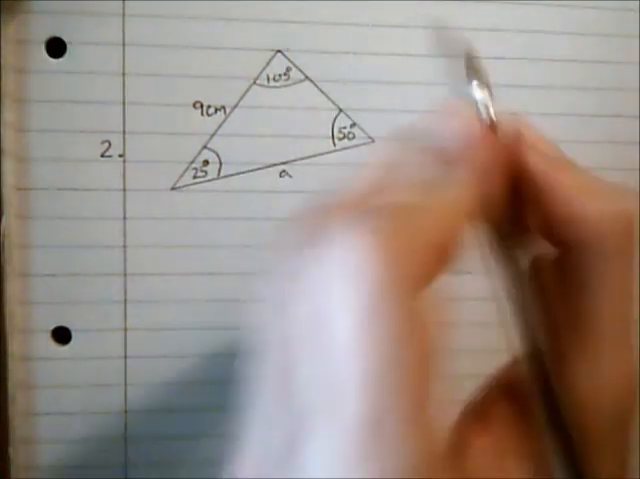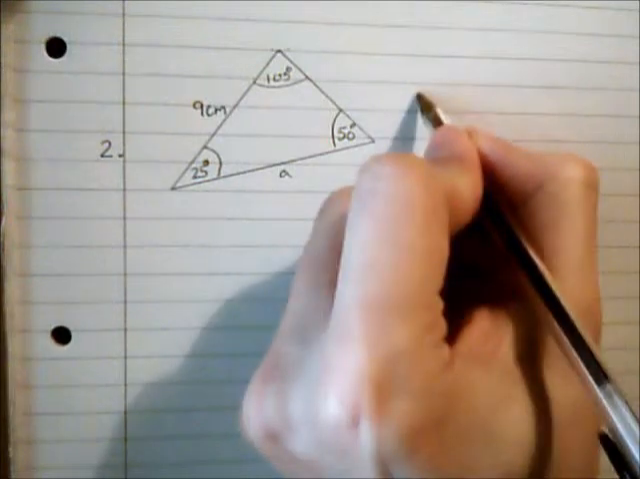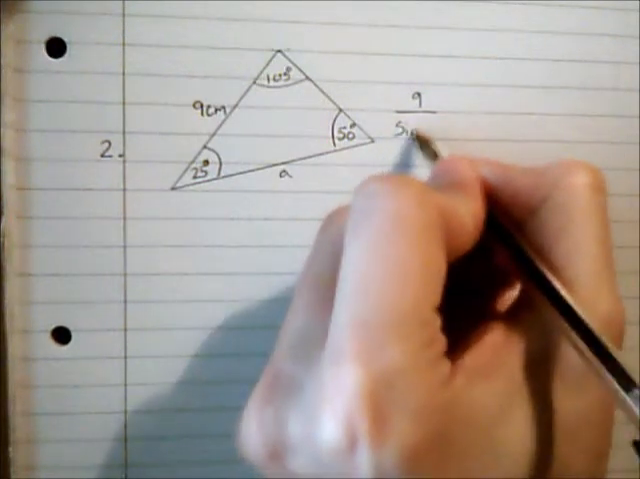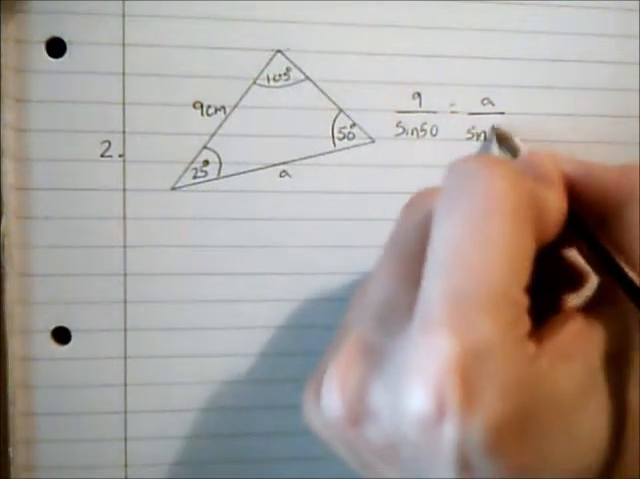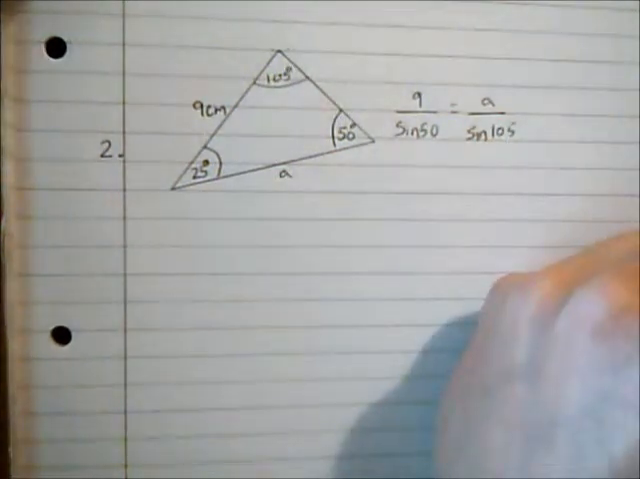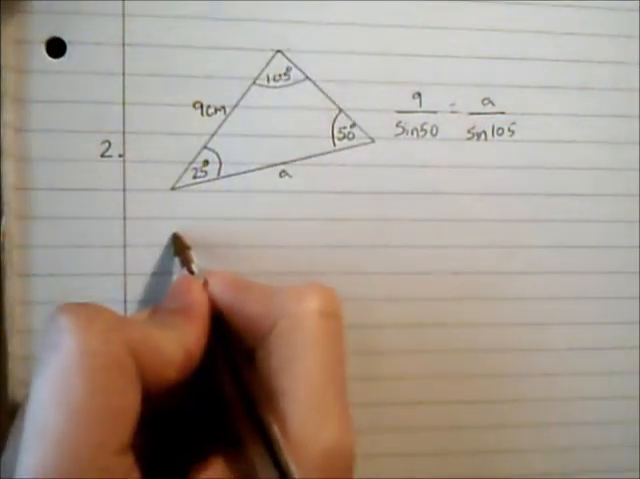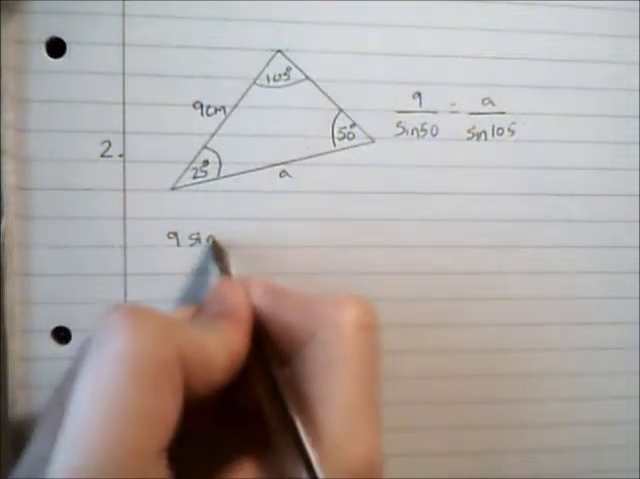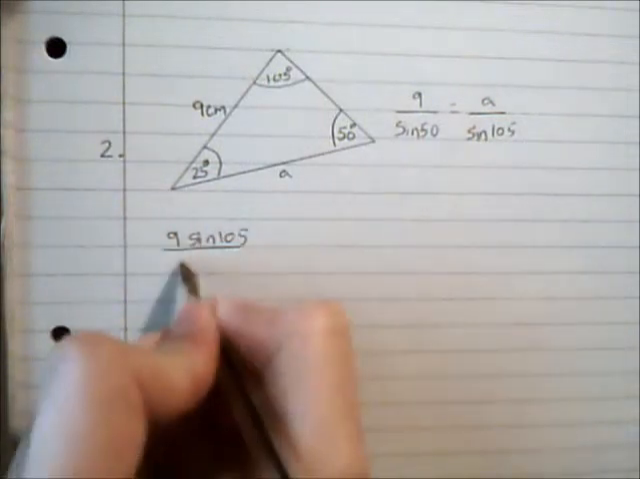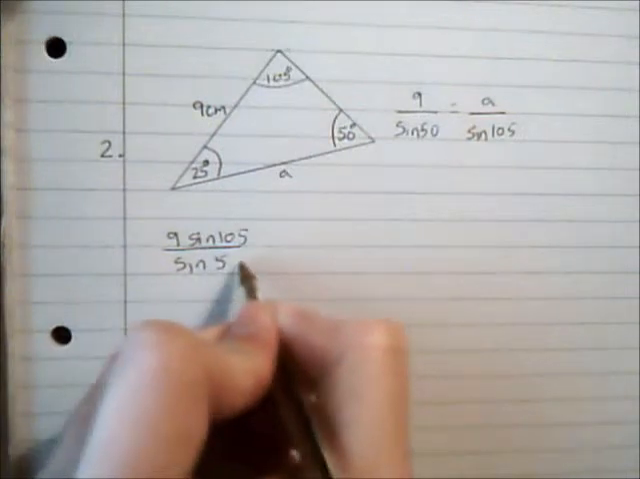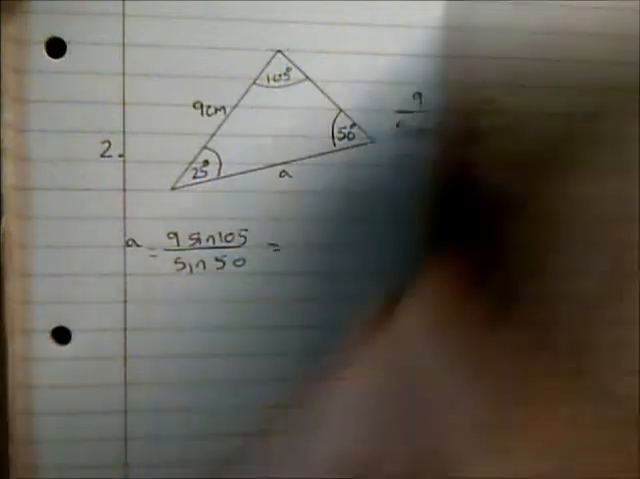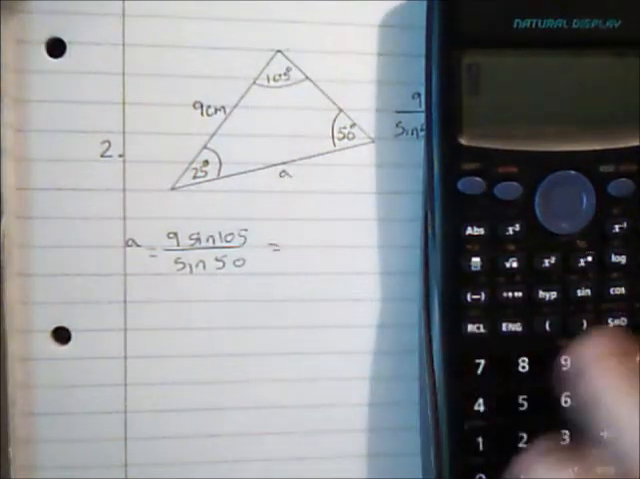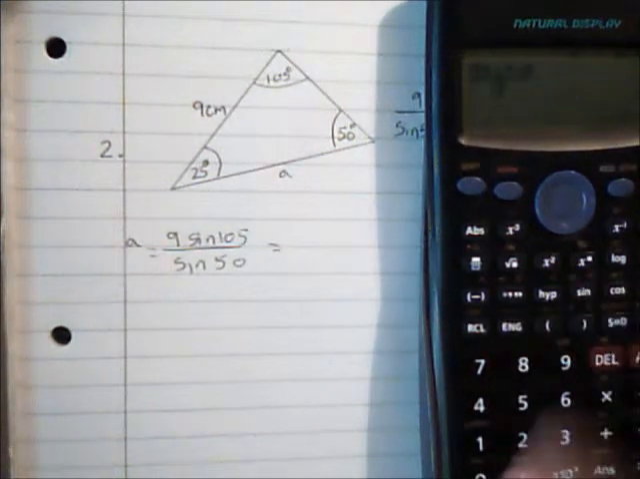So now I can set it up as before, so I can say that 9 over sine of 50 is equal to A over sine of 105, and then I can multiply through by sine 105, so I can have 9 sine 105 over sine 50, and that is for A.